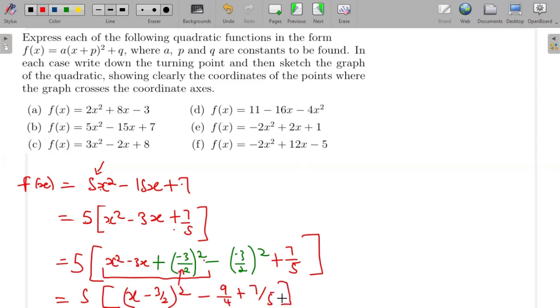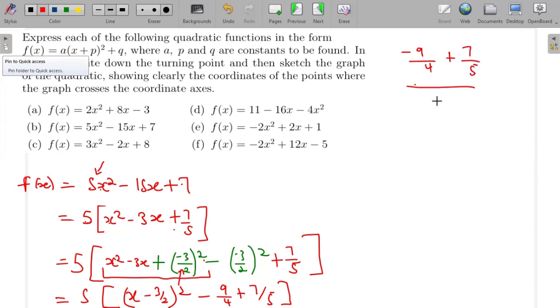So I just have to combine these terms now. Okay, so what am I going to do there? Okay, so now let's add these guys. So it will be minus 9 over 4 plus 7 over 5.